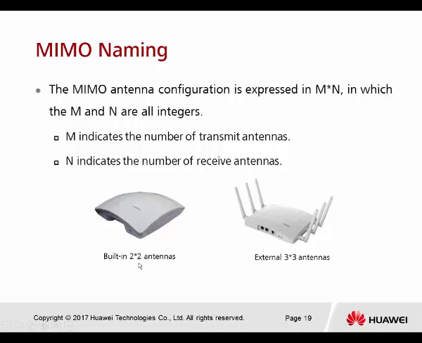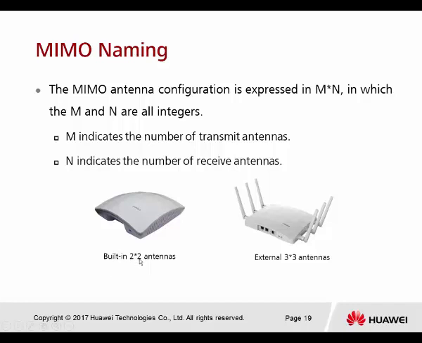The naming for the MIMO. So they can use names like 2x2 or maybe 3x2. So they actually stand for: the first number over here indicates the number of transmit antennas, the antennas we use to transmit the radio wave. Okay, the number behind here, the 2, refers to the receive antennas.